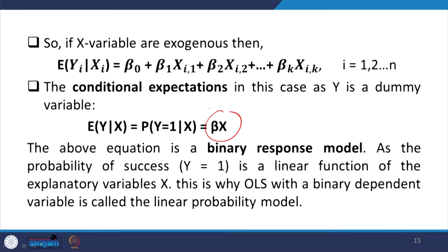Then the above equation is a binary response model, as the probability of success, y equal to 1, is a linear function of the explanatory variables. Now, this is why OLS with a binary dependent variable is called a linear probability model. That is the only reason we call it a linear probability model, because it is also the pi, the probabilities.